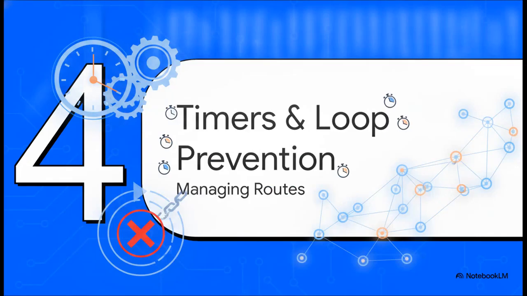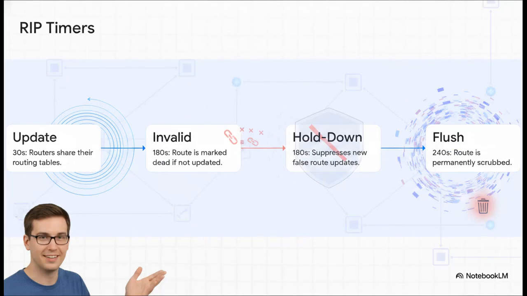All right, Section 4, timers and loop prevention. So we've talked about how RIP finds paths, right? But how does it clean up dead routes without accidentally creating these chaotic, endless traffic loops? Well, it relies on a very specific set of timers to manage a route's lifecycle. Let's walk through the whole shebang.